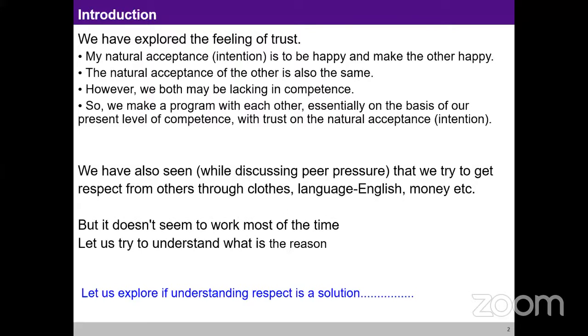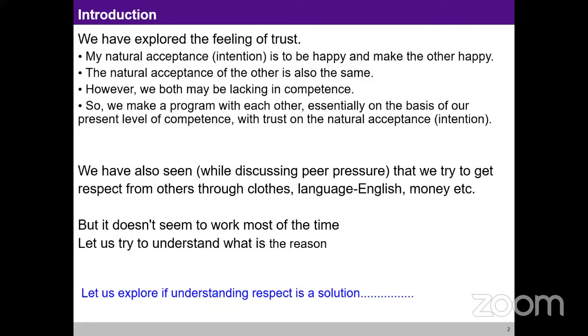So now when we interact with the other, when we make a program with the other, then on the basis of what the other person's competence is and what my competence is, we make this program, this plan for interaction. All the while, we will keep having trust in the other's natural acceptance or the other's intention.